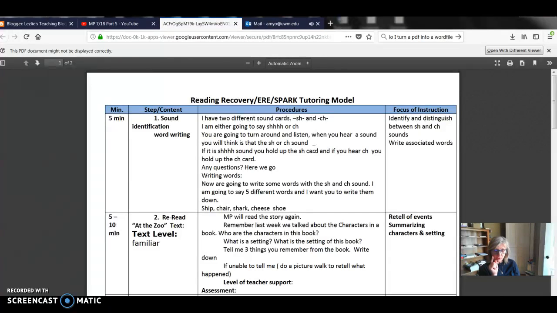What I thought was good, because this was really one of her words, something that you identified as a potential discrimination challenge that she had between SH and CH. What I liked was that you had her listen. Now I think she got 100%, so she is able to discriminate those sounds. She can listen. She knows which one it is.